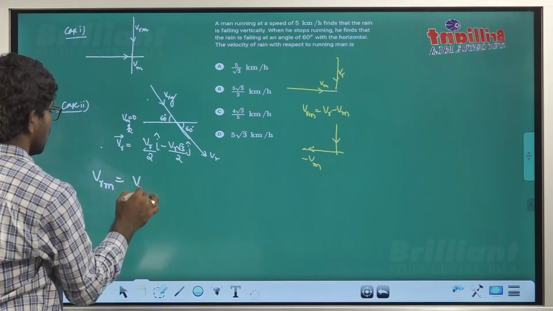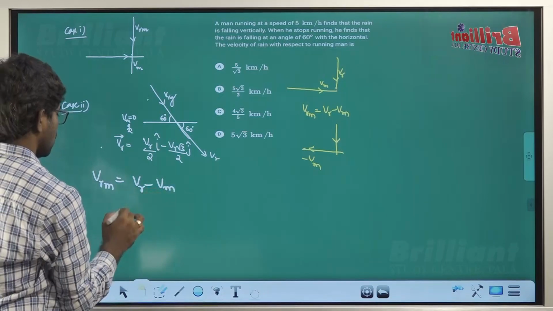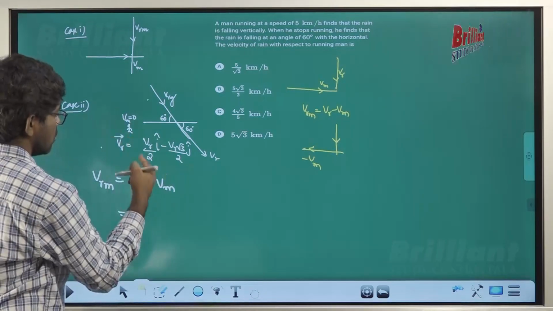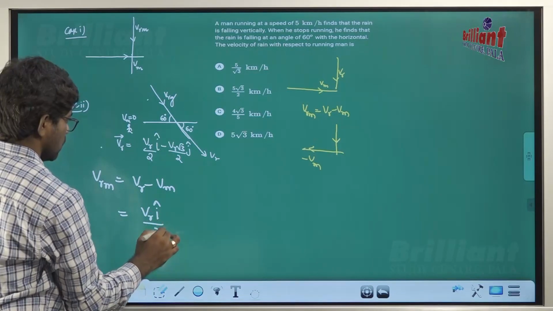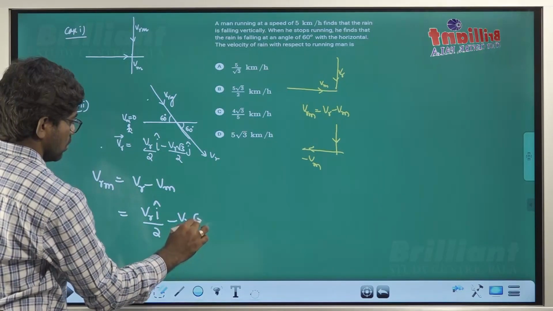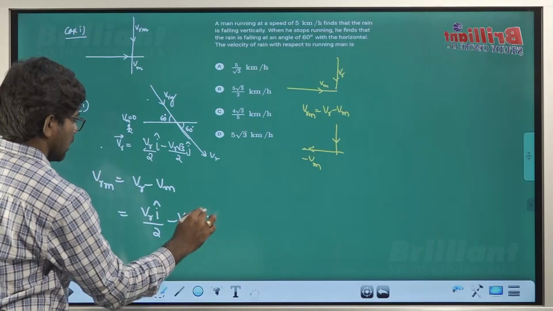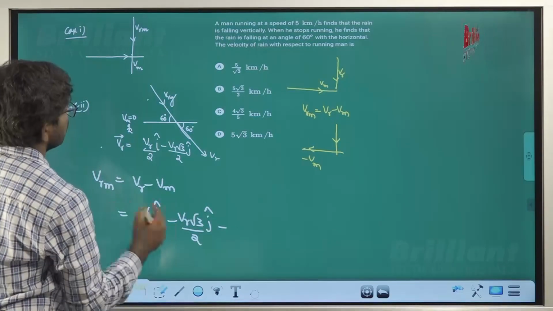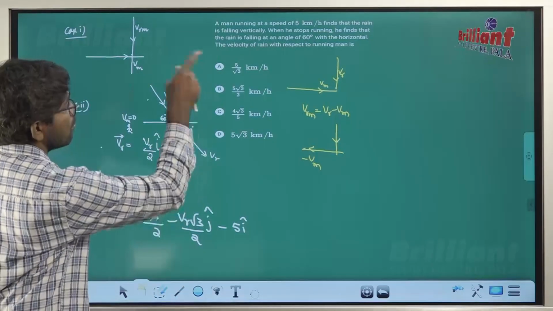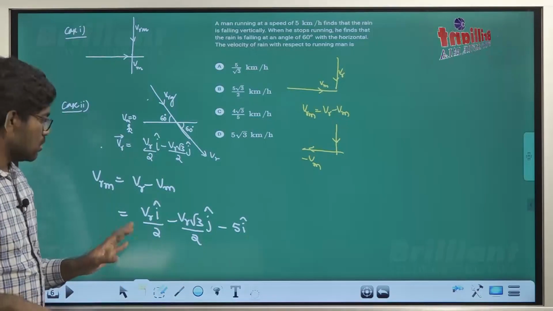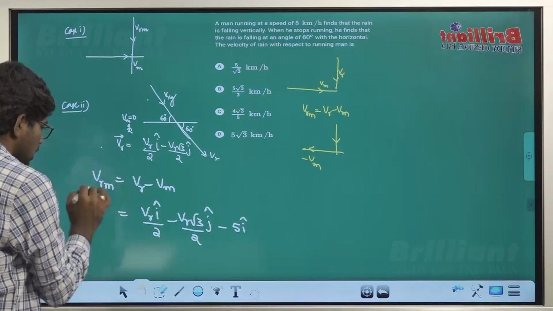That is velocity of rain minus velocity of man. Velocity of rain is what? This one, right? VR i cap by 2 minus VR root 3 by 2 j cap. Velocity of man is what? Velocity of man is this one, 5 i cap, moving with 5 along x-axis, right? Now, what are you getting here?